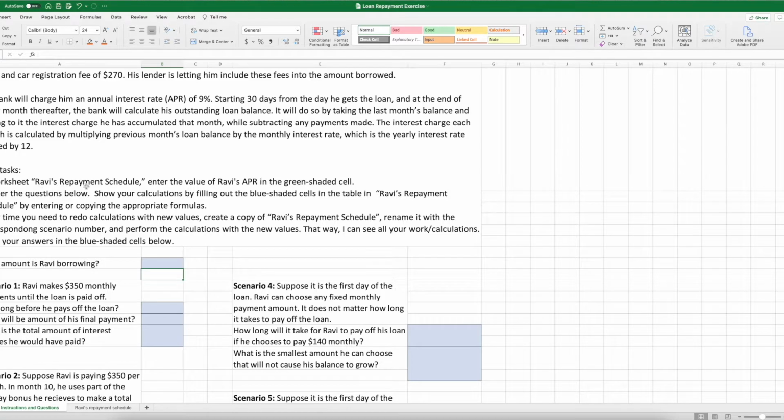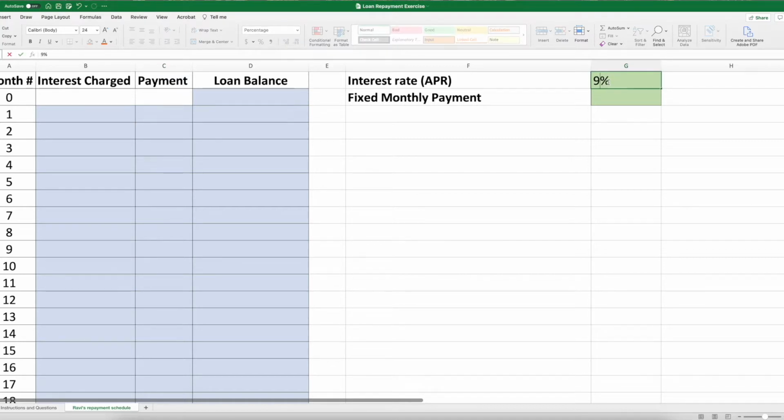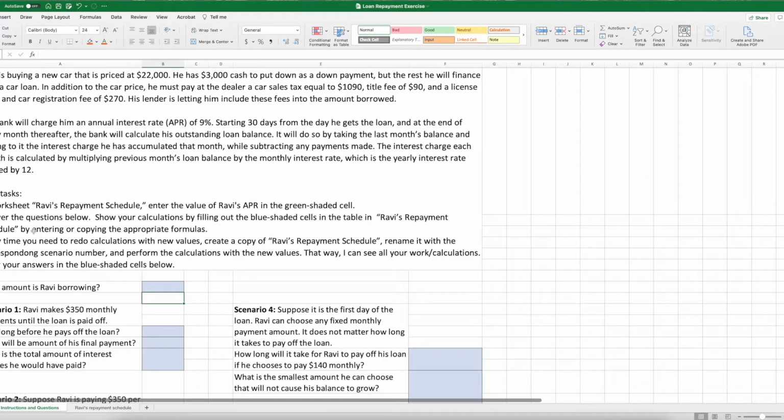In the worksheet, Ravi's repayment schedule, enter the value of Ravi's APR in the green shaded cell. Okay, that sounds easy. Let's go to the worksheet Ravi's repayment schedule, find the green shaded cell that asks us to enter the APR and enter the APR. It has been pre-formatted as a percentage cell, so I type in 9 and it converts it into 9%, which is exactly what I want. Okay, so that part is done. Let's go back to the instructions and answer the questions below.